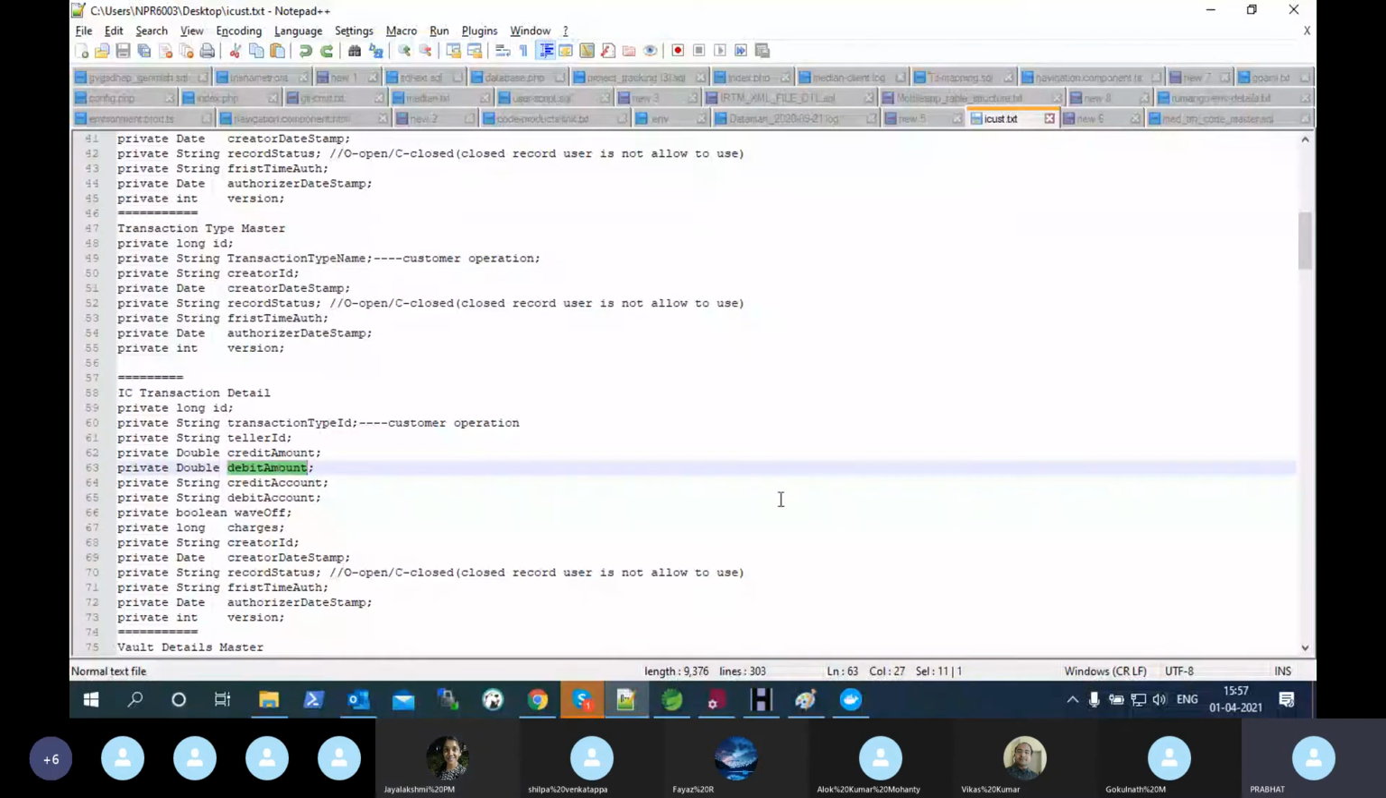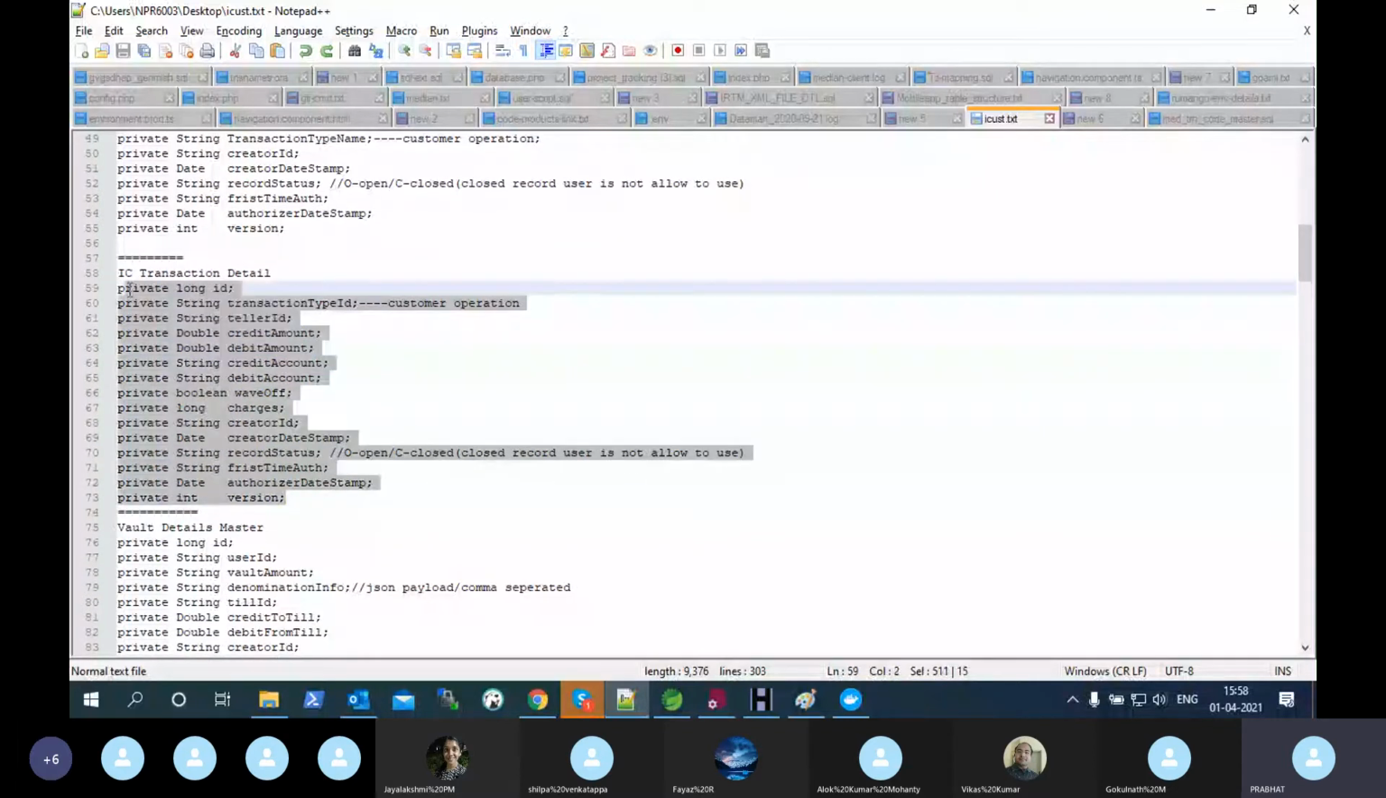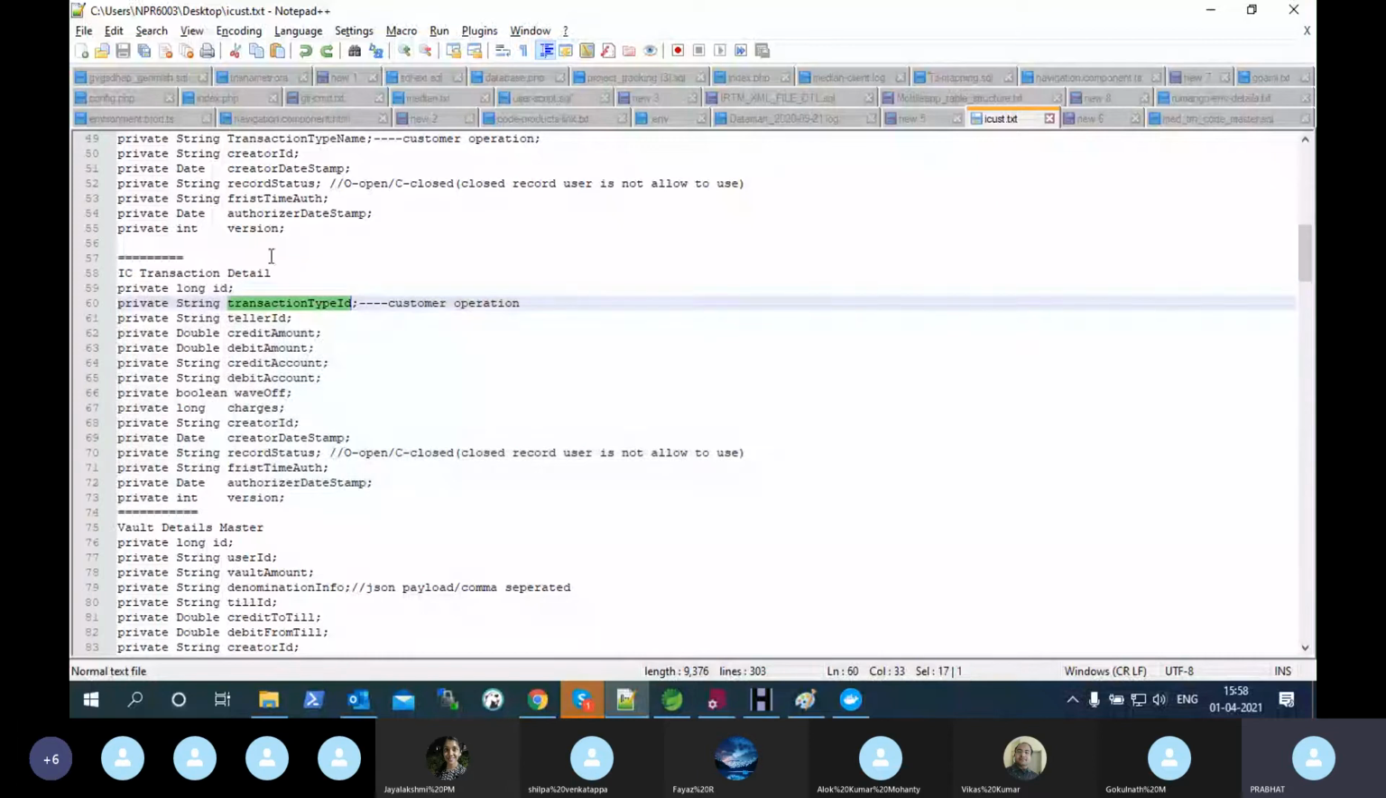And for one transaction, suppose any transaction happens, we will maintain this data. In this data it will show which type of transaction it is; it will come from this table. Then, what is the teller ID? Teller ID means you can think of which till. Indirectly it is referring to the till. So which teller has done this transaction? What is the credited amount? What is the debited amount? And the credited account and debited account: which account it is crediting, which account it is debiting.